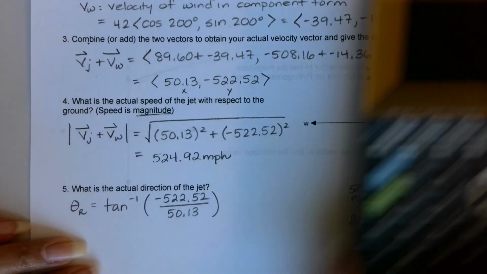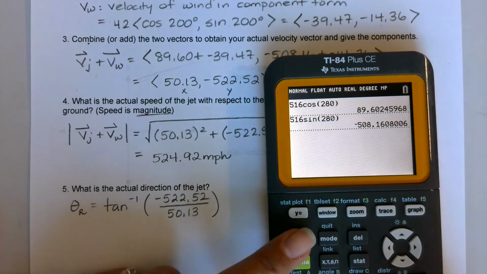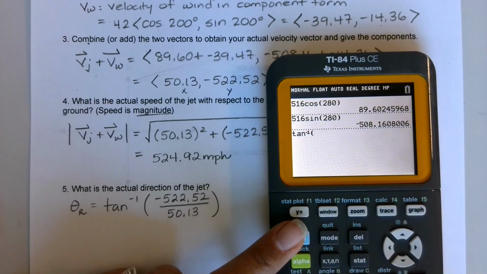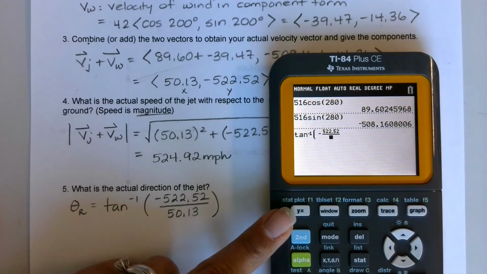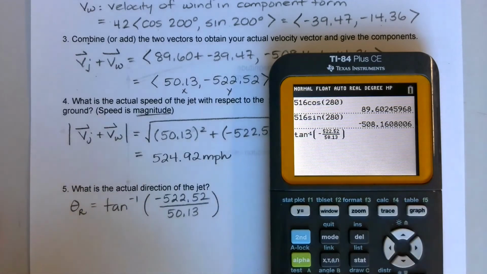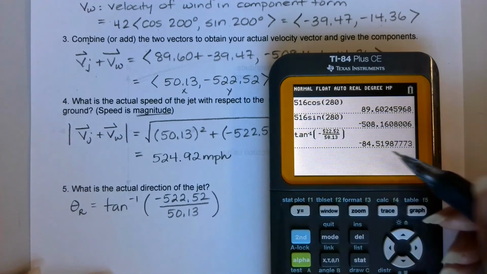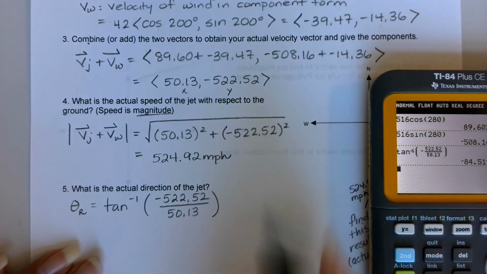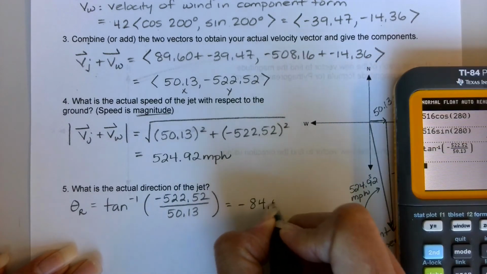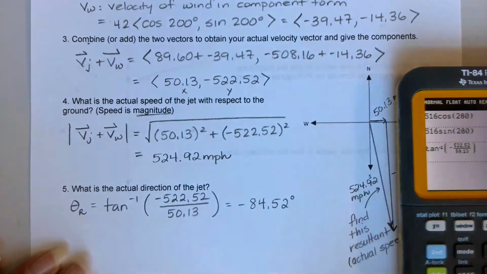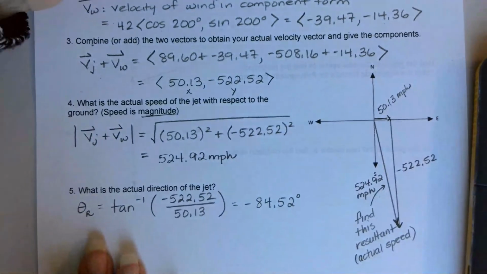Once you do the tan inverse of negative 522.52 over 50.13, we're going to get negative 84.52. We want to round to the hundredth place, so negative 84.52 degrees. But that is our reference angle.